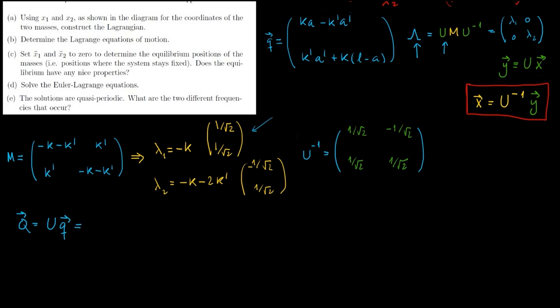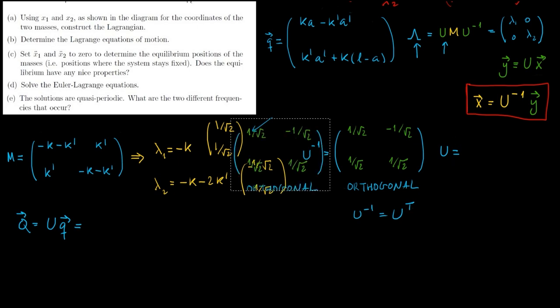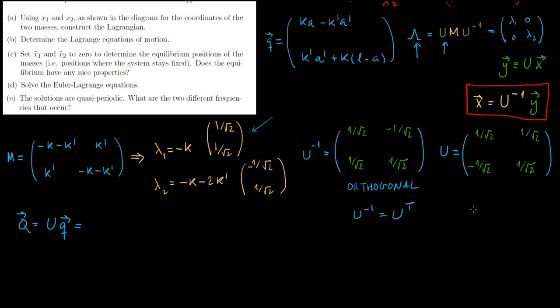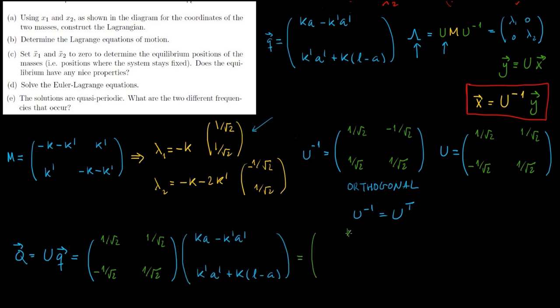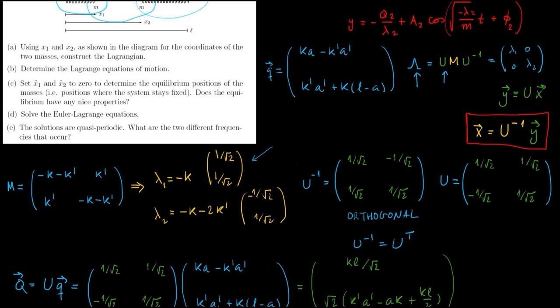Then, let's write U, the inverse of this matrix, but this matrix is orthogonal, and then the inverse of an orthogonal matrix is just U transposed. And then we only must change the sign, this sign, to here. Okay, if you do this operation, U times Q, you obtain KL divided by square root of 2, square root 2 k prime a prime minus a k plus kl over 2, and that's it, because we have now the solution. The solution is here.